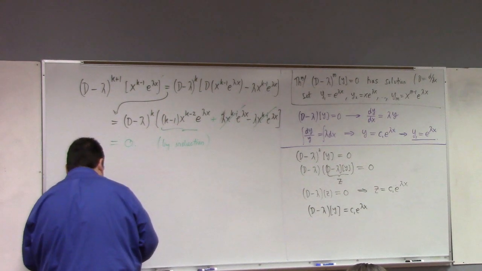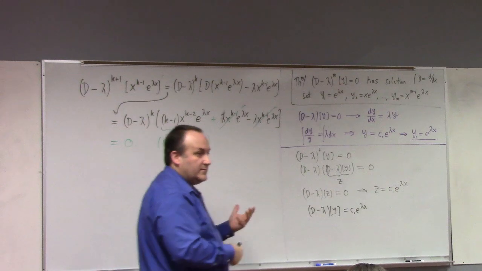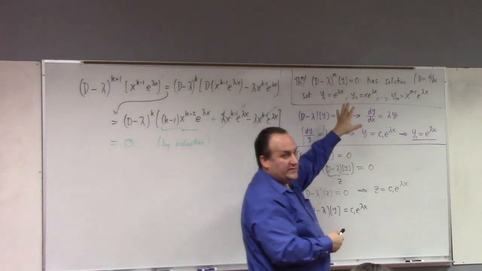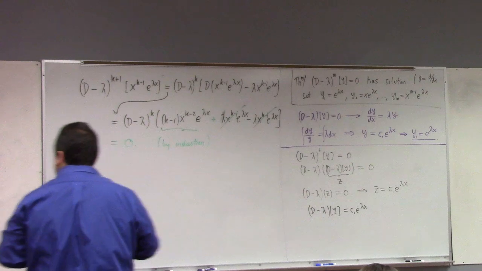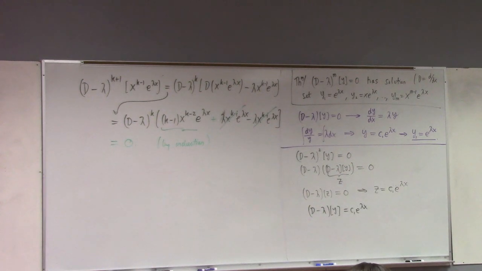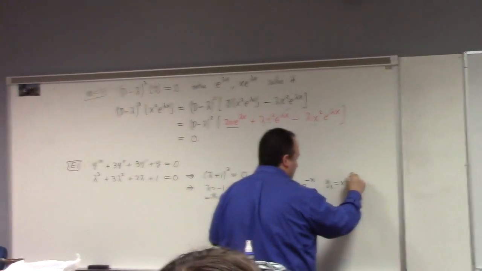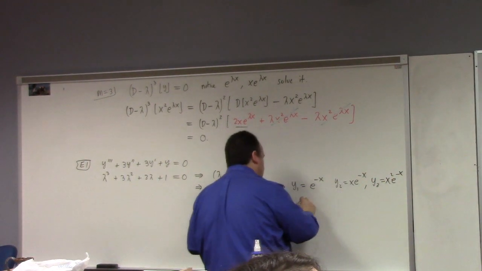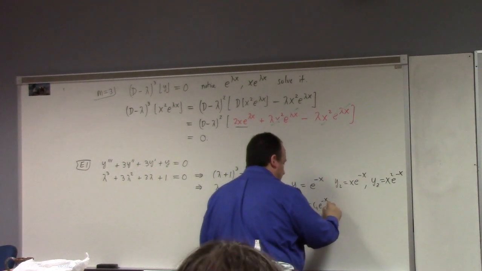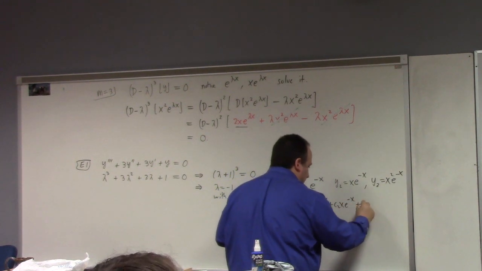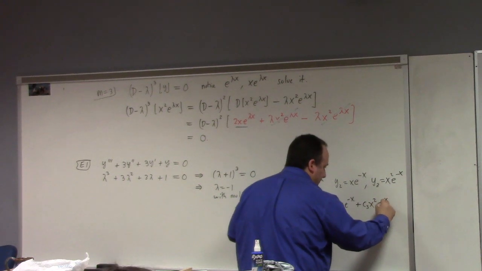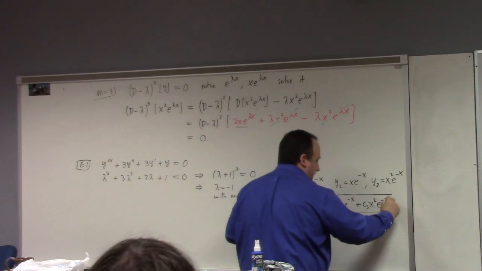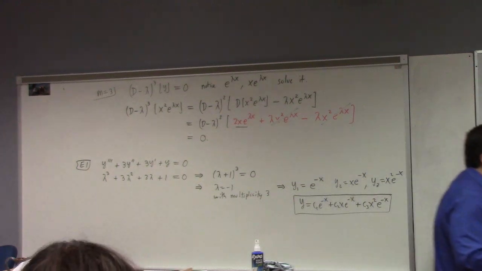But now that we have this theorem, we can use it, right? This means we know how to write down the solution to these problems that we've started. Like today, what's the rest of this one? Lambda plus 1 cubed, right? What are my other two solutions? y2 is x e to the minus x, and y3 is x squared e to the minus x. My general solution is c1 e to the minus x plus c2 x e to the minus x plus c3 x squared e to the minus x. So we multiply by x and x squared in the instance that there's a repeat.